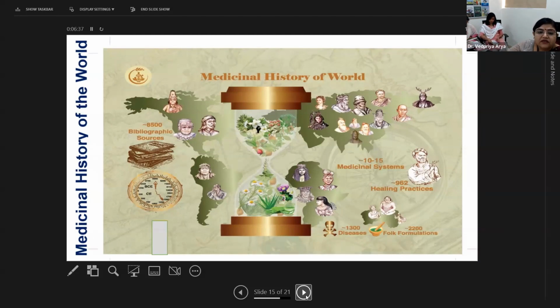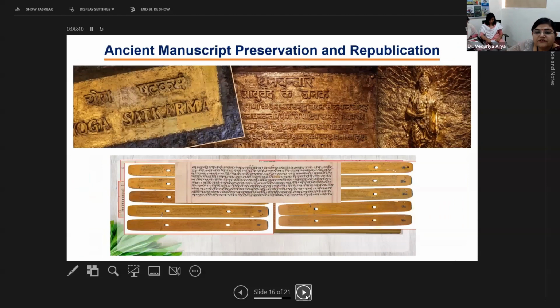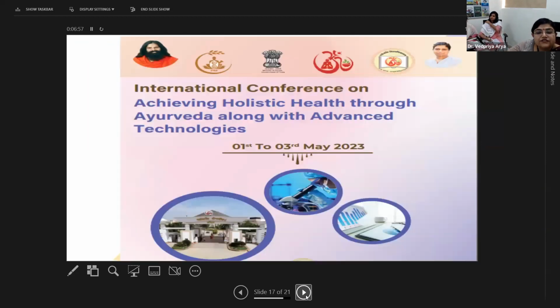There is the Ancient Manuscript Preservation and Conservation Division, where we are preserving and conserving ancient manuscripts written on Tamrapatra, Bhojpatra, as well as Tadpatra. And this is the recent scientific information that we have conserved in our institute.